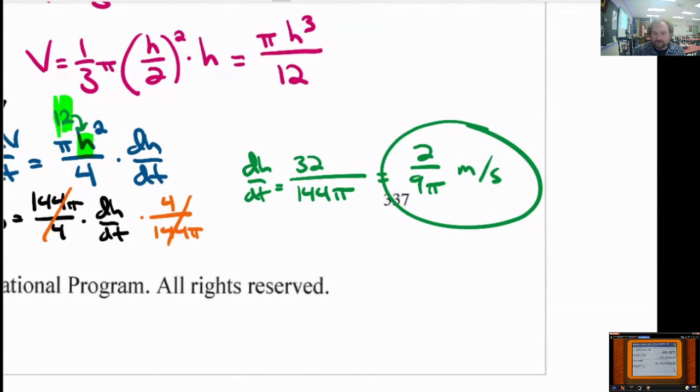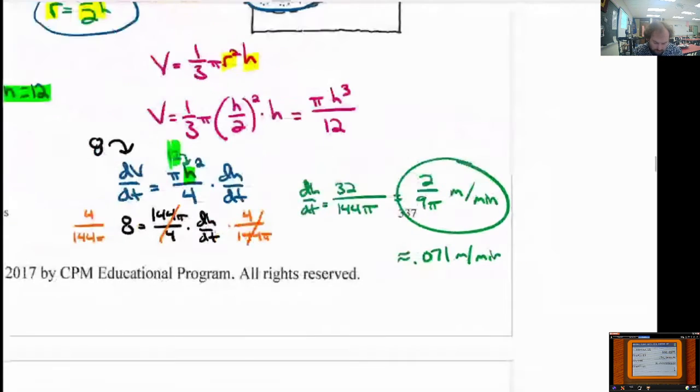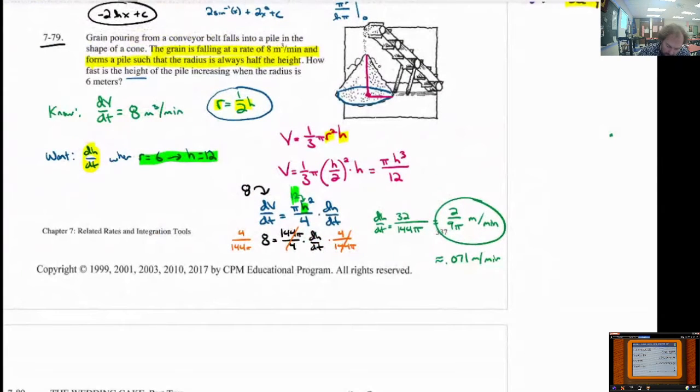Hey, that's correct. Nice. If you want the decimal answer, it's about 0.071 meters per... Oh, it's meters per minute. I apologize on the unit there. Since it's 8 meters per minute was the unit, so whoopsie. There you go. I like the exact answer.